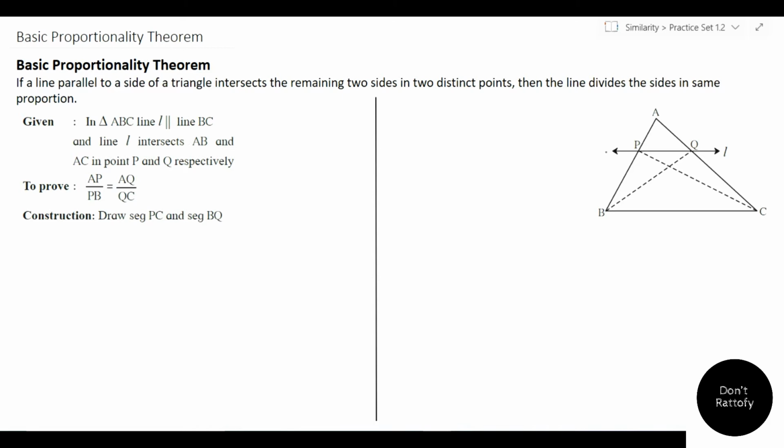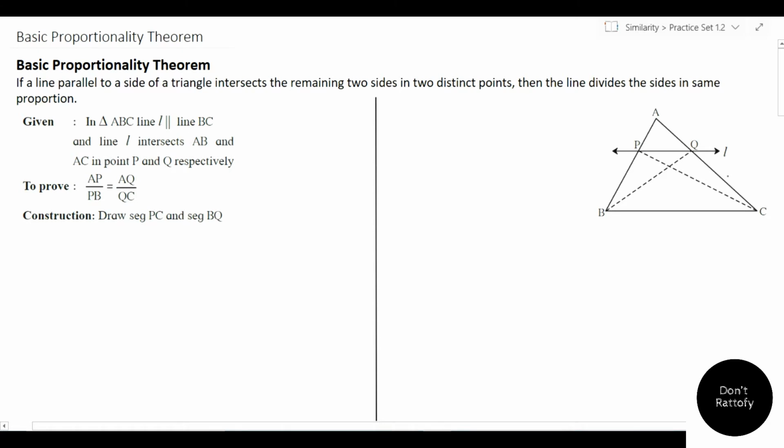I have already written the given, the to prove, and the construction of this theorem, so we'll go through it first. In the given, I have a triangle ABC. Line L is parallel to BC, and line L intersects AB and AC in points P and Q respectively. So we have to prove that AP upon PB is equal to AQ upon QC.